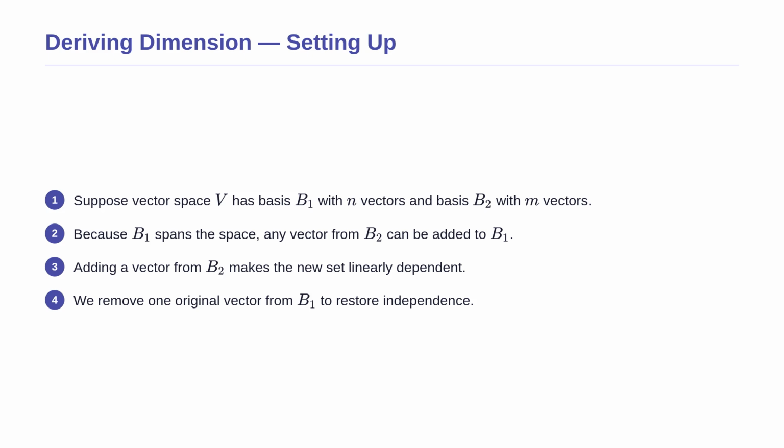If we take one vector from B2 and add it to B1, the new set is now redundant, or linearly dependent, because the new vector is just a combination of the old ones. To fix this, we can remove one of the original vectors from B1 to restore independence, effectively swapping a vector from B2 into B1.